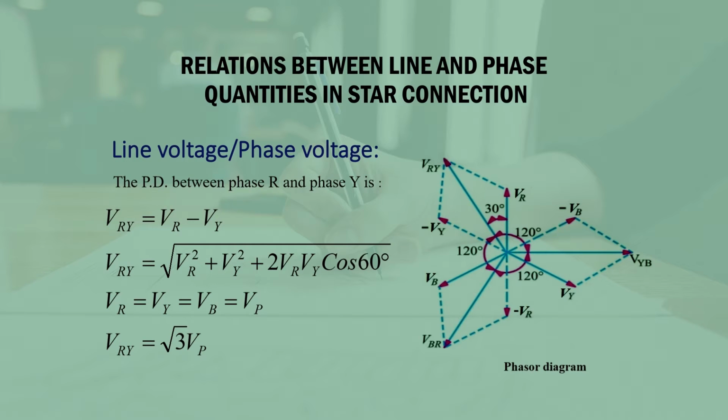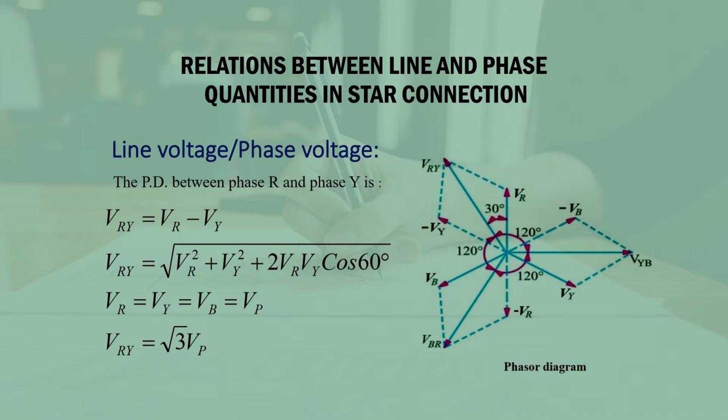Because the total angle is 360 and we are talking about 3 phase, that means 360 divided by 3, so it comes to 120 degrees. That means the phase angle between phase voltages VR and Vy is 120 degrees. Similarly, the phase angle between the Y phase and B phase is again 120 degrees. Similarly, the phase angle between phase B and phase R is again 120 degrees.